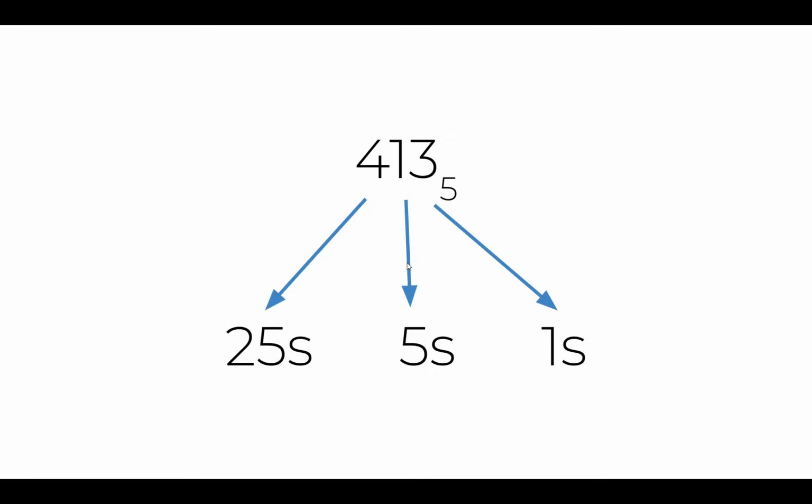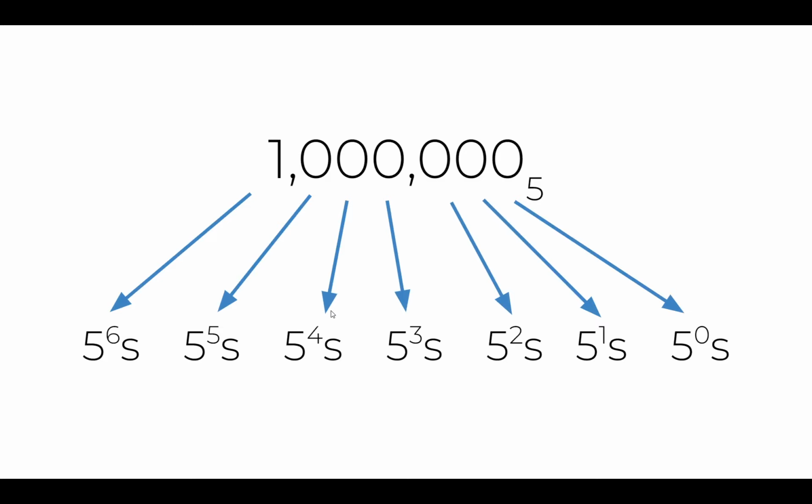Now let's say we had 413. We would have a 1's place, a 5's place, and a 25's place. And again, if we were to go to a million, you would notice that what these places represent are exponents of 5. We start at 5 to the 0, which is 1, and then 5 to the 1, which is 5, then 5 squared, which is 25, and 5 cubed, 5 to the 4th, 5 to the 5th, 5 to the 6th, etc.